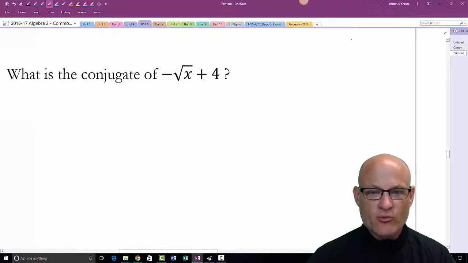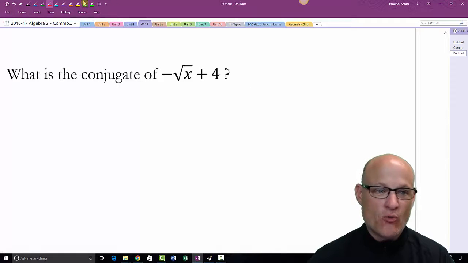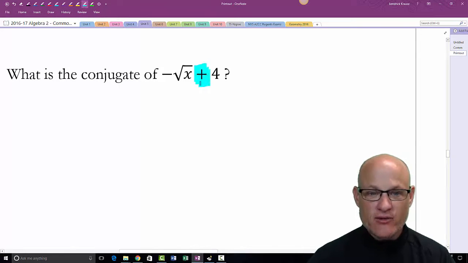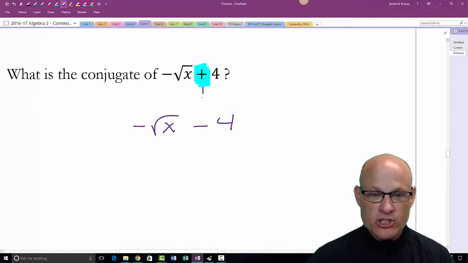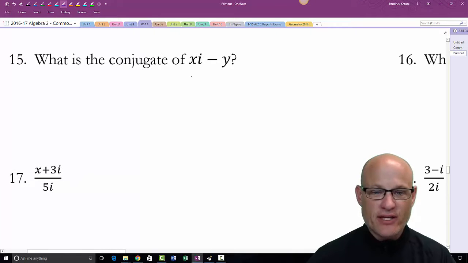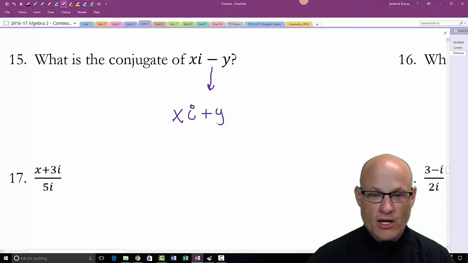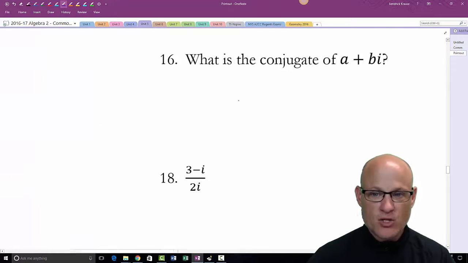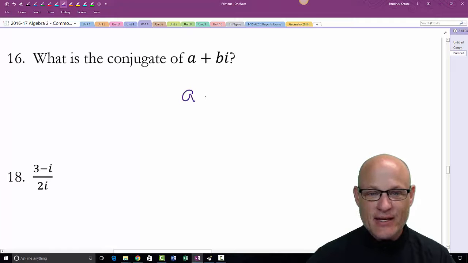What is the conjugate of this? Remember, the conjugates are the exact same thing, but the only thing that gets changed is the sign in the middle. So don't change two signs. It's only one side. So the conjugate of this is negative radical x minus 4. Only change is that. What is the conjugate of this? The only thing that changes is the middle sign. Xi plus y. What is the conjugate of this? A minus bi.